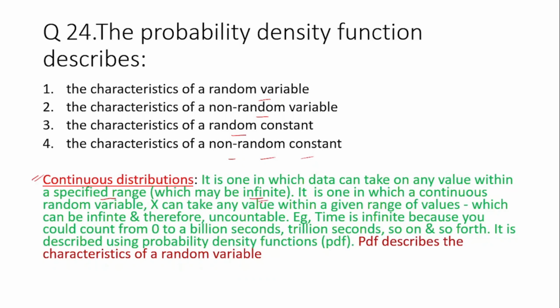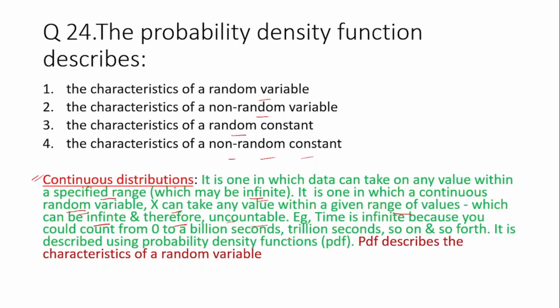Which may be infinite. So there's a range within which any data can take a value, that is called continuous distribution. It is one in which a continuous random variable, a random variable x, can take any value within a given range of values, which can be infinite and therefore uncountable. So it can take a range, it can be infinite and it can be uncountable also, but it has to be a random variable, continuous random variable.